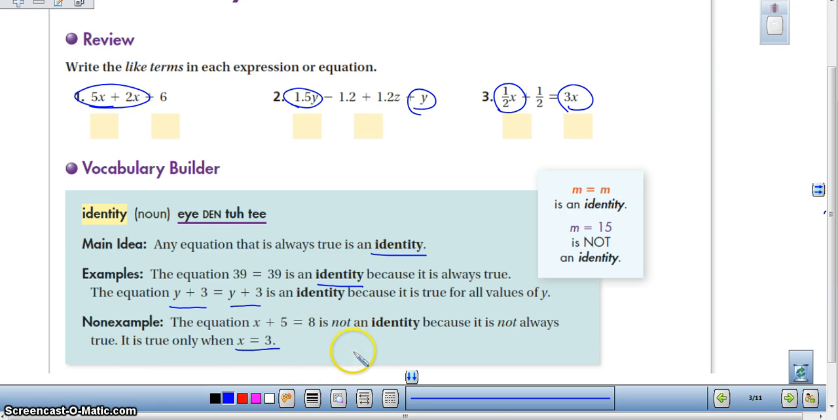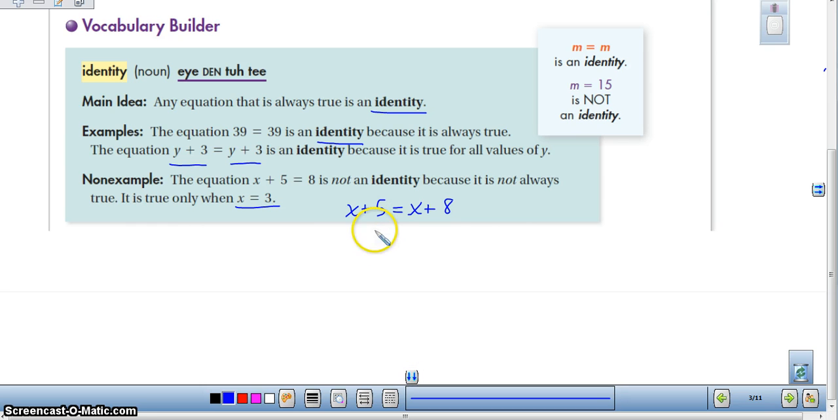Another one that is not an identity would be if we have something like x plus 5 equals x plus 8. If we think of that equation, what you know to be true is that if you subtract x from both sides, I would have 5 equals 8. 5 is never equal to 8, and so for this problem there is no solution, which means there is no number that we can come up with that will make this true.